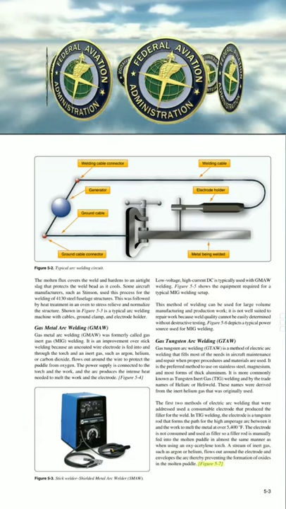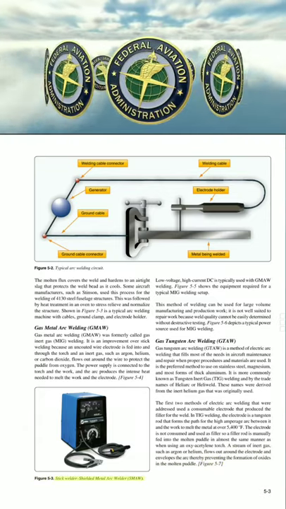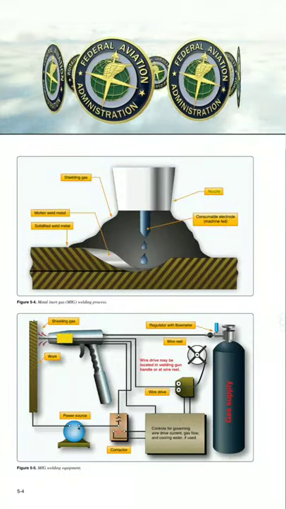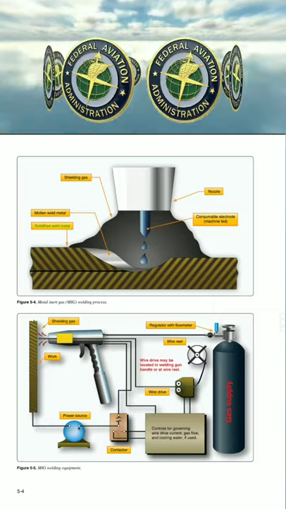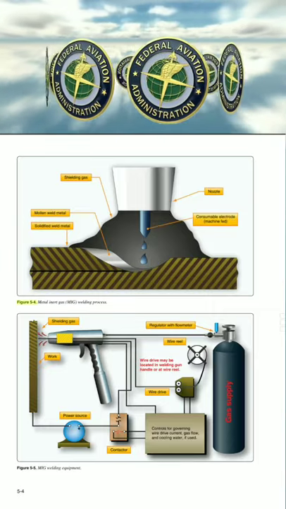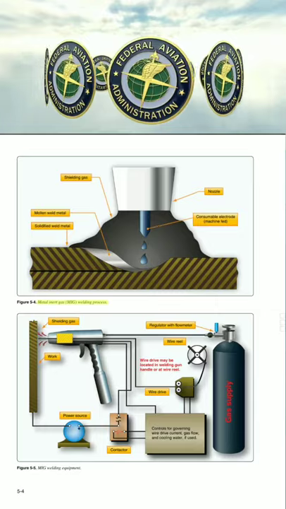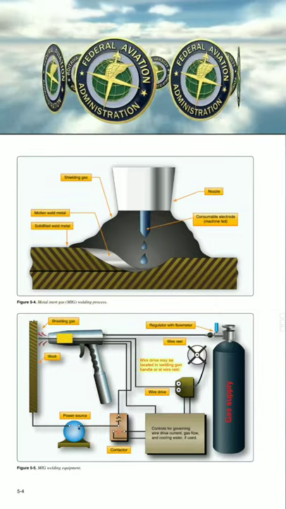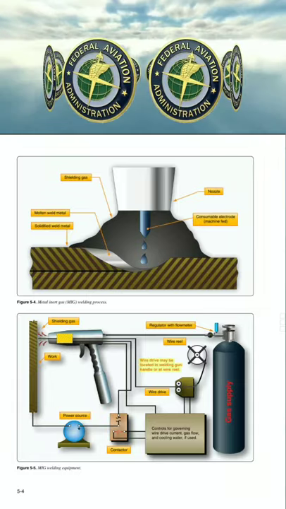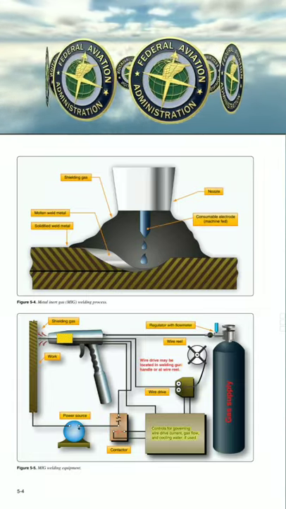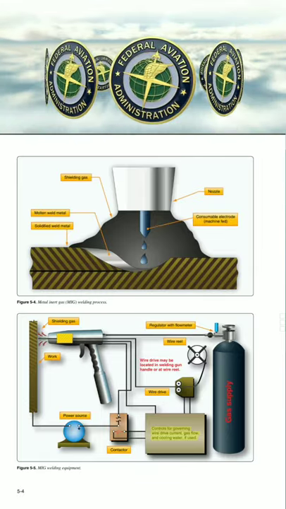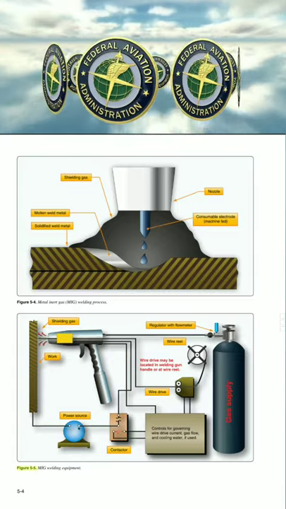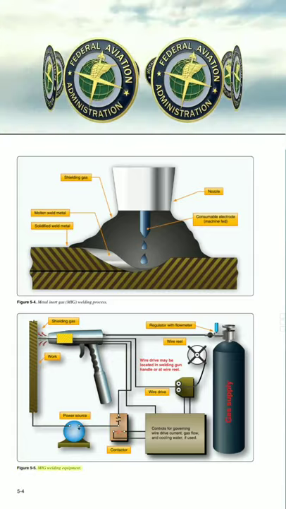Figure 5-3. Stick welder, shielded metal arc welder, SMAW. Shielding gas. Nozzle. Molten weld metal. Solidified weld metal. Consumable electrode, machine fed. Figure 5-4. Metal inert gas, MIG, welding process. Shielding gas. Wire reel. Work. Wire drive may be located in welding gun handle, or at wire reel. Power source. Regulator with flow meter. Controls for governing wire drive current, gas flow, and cooling water, if used. Wire drive. Gas supply. Contactor. Figure 5-5. MIG welding equipment.